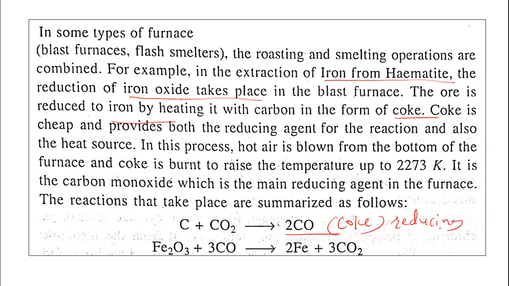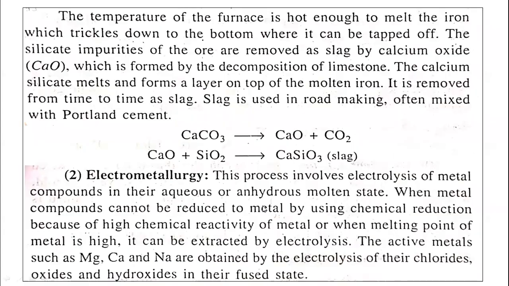So in the smelting process, what happens here? This oxide of iron undergoes reduction in presence of the reducing agent, and there is a formation of iron metal. Iron metal can be extracted in this way. So in the smelting process, metallic oxides are converted to metal using a reducing agent, that is coke. So this is the reaction which takes place here.